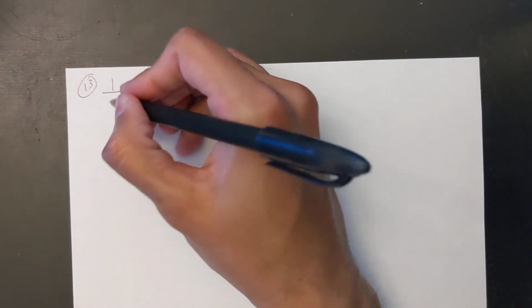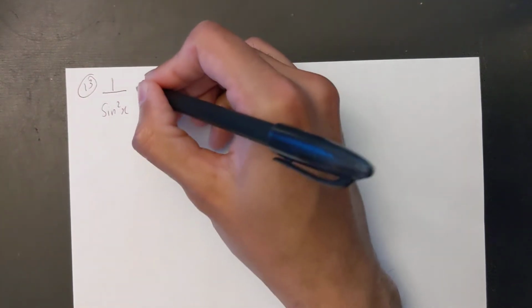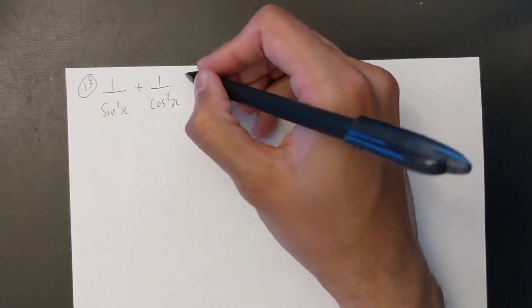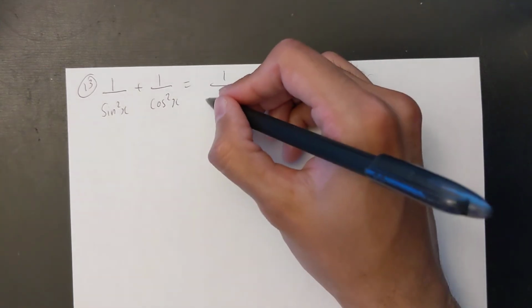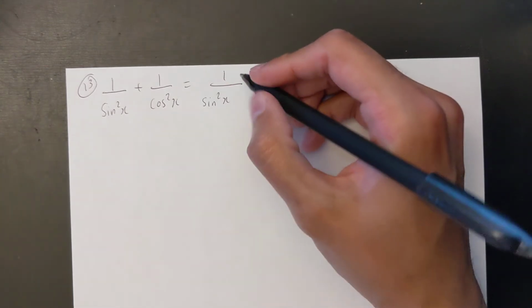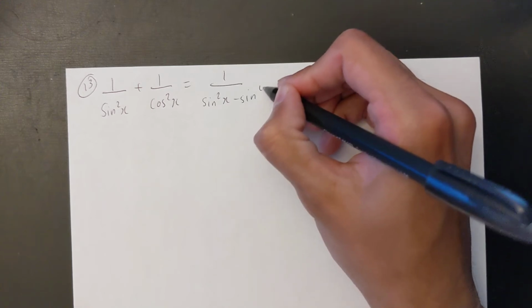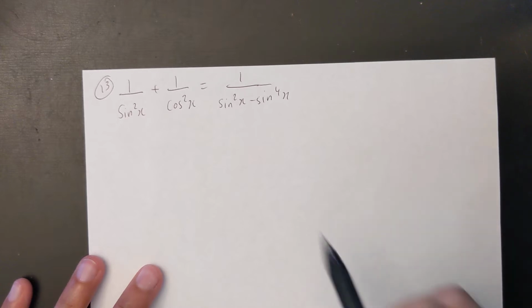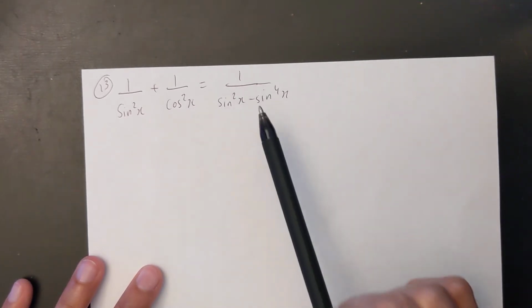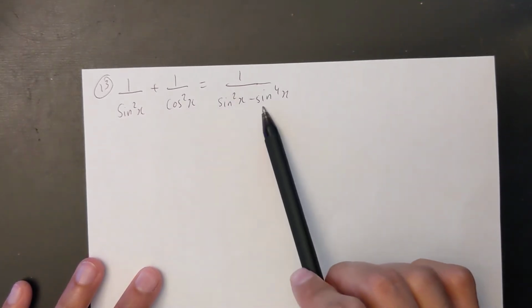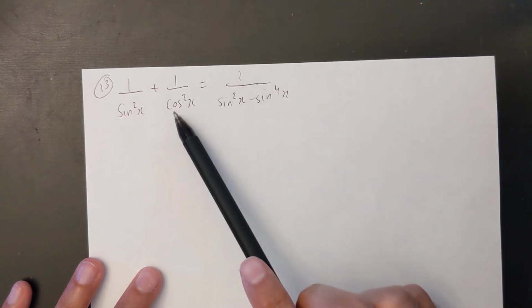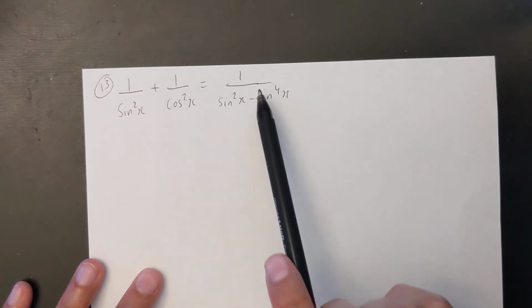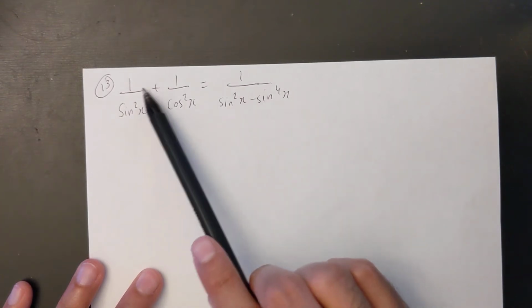One over sine square x plus 1 over cos square x equals 1 over sine square x minus sine 4x. Okay, so you may think you want to work with the right side over here because it's more complicated, but technically the left side is the one you should work because you always need to make a common denominator, especially if it exists on the other side. So I'm going to work with the left side and make a common denominator.